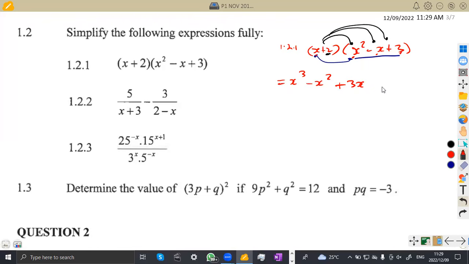So if you multiply 2 and x squared, that is positive 2x squared. 2 and -x, which is -2x. Then we've got 2 and 3, which is 6. So from there, you're supposed to collect like terms. You can use your calculator to add the numbers, or you can just add commonly if you know the numbers.